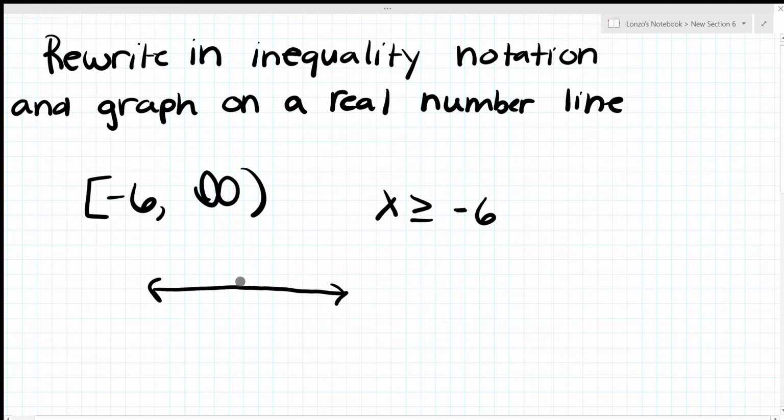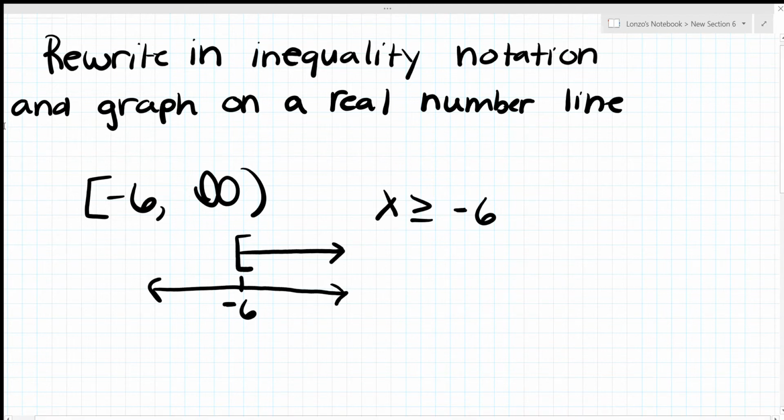Let's see here. We have a -6, and then we have a bracket, right? You can also use a dark circle, it's the same thing. And then which way are you going? To the right. So that's how you write it on a number line.